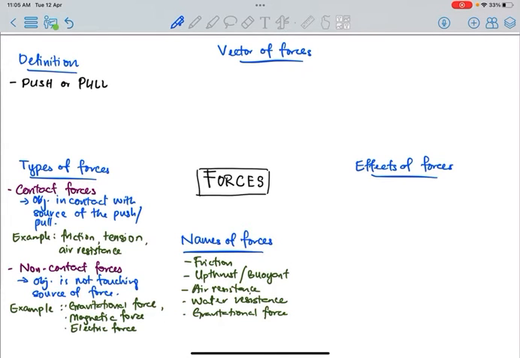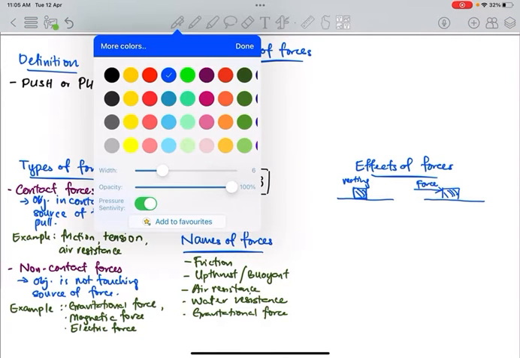So for example, let's say you have an object which was initially just resting on the bench. So the object is not moving, it is just resting. After a while, you feel that you want to move the object to a different place. So what will you do? You will basically add on a force onto it, either by pushing it, or by pulling it, or by carrying it up. So the force can be acting in multiple directions.